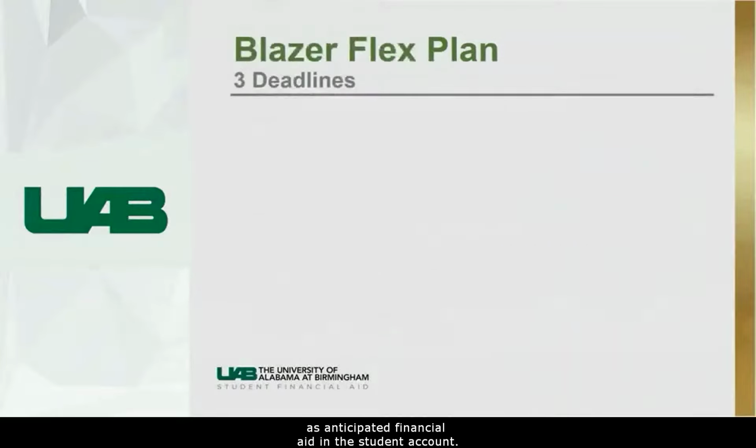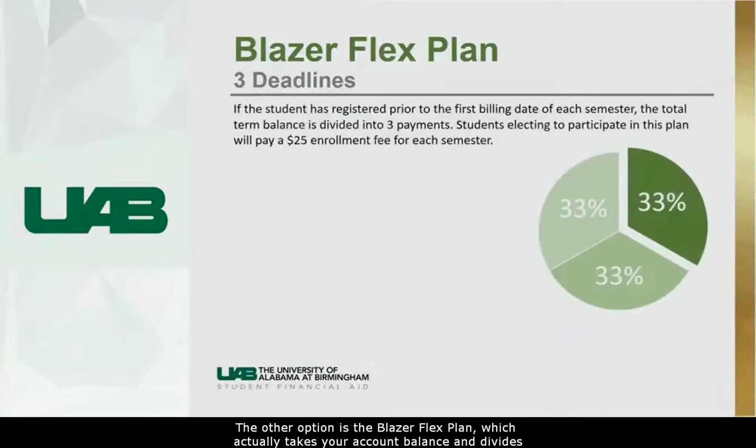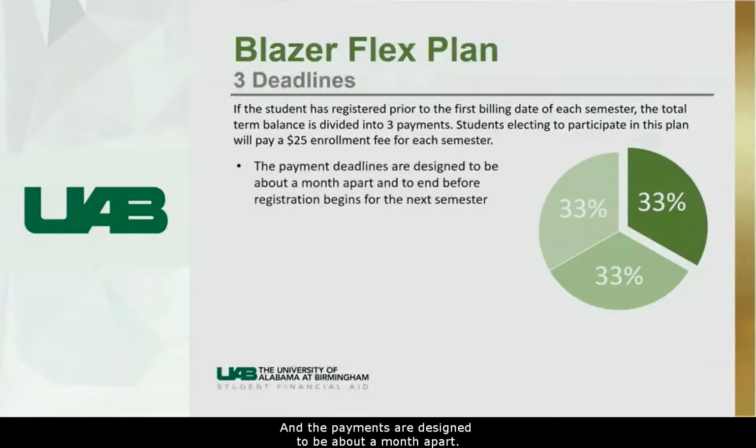The other option is the Blazer Flex plan, which actually takes your account balance and divides it into three separate payments over 3 months' time in the semester. That is a $25 enrollment fee, like I said in the previous slide, to take advantage of this option. And the payments are designed to be about a month apart and end before registration begins for the following semester.